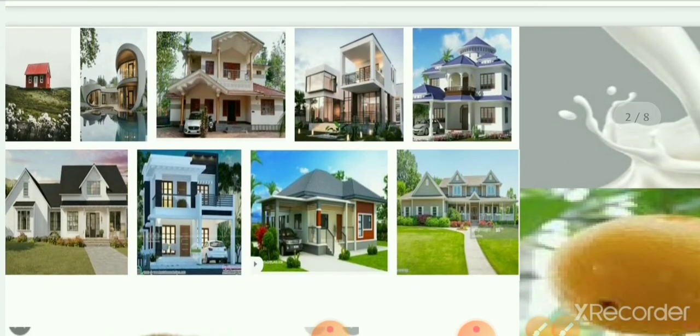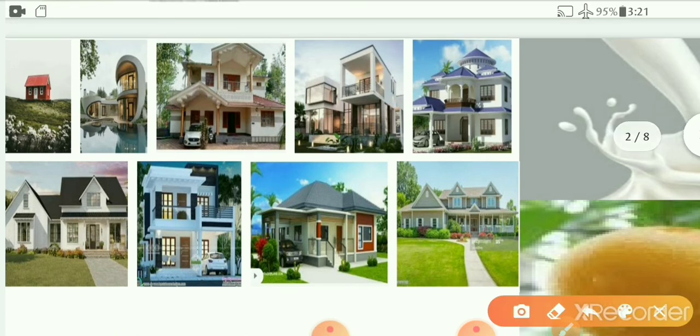Then come to another picture. How many houses are there? 1, 2, 3, 4, 5, 6, 7, 8, 9. There are 9 houses here.